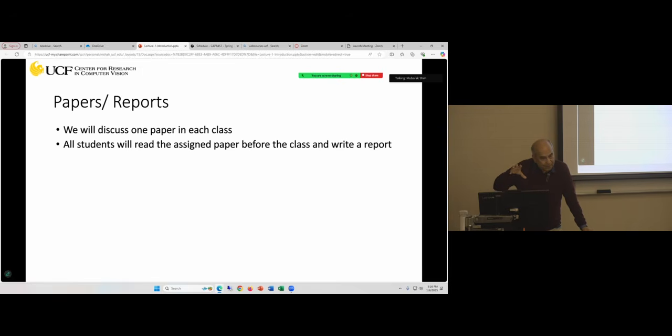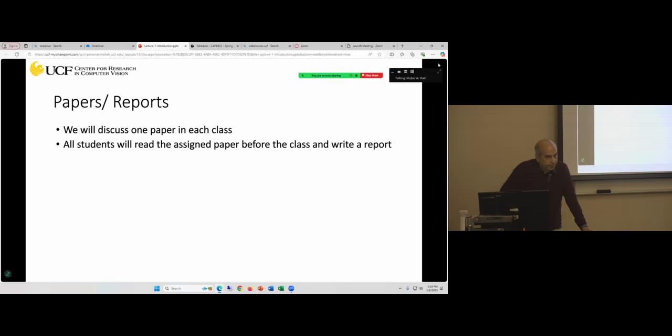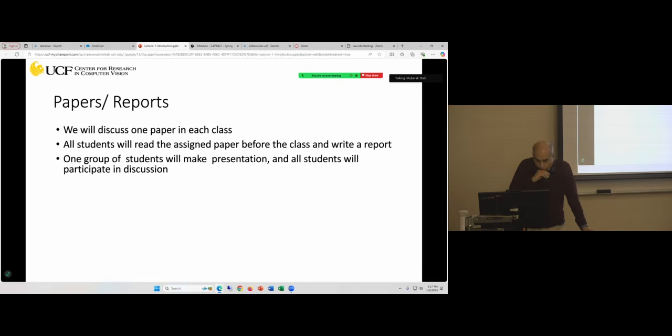So you will select as a group the paper you want to do from the list, and then we'll fix a schedule when you will present the paper. Then the rest of the people will read the paper before the class, write a 1-page report, and submit before the class. One group of students will make the presentation, and all the students will participate. The presentation is about 30 minutes, but then we'll discuss.